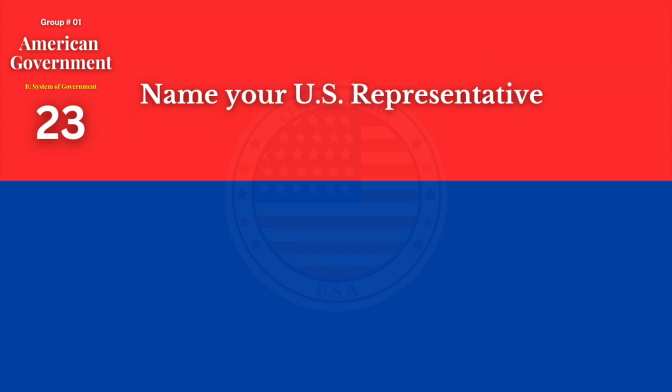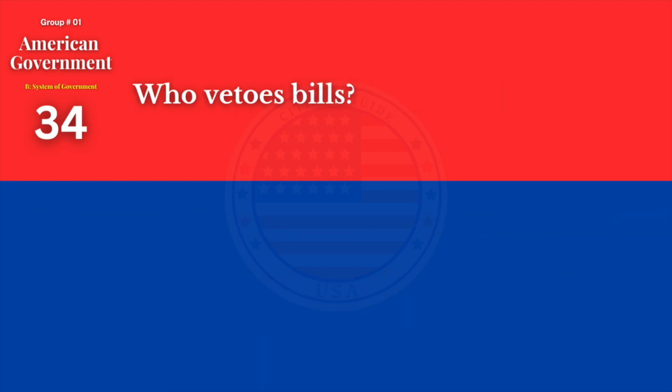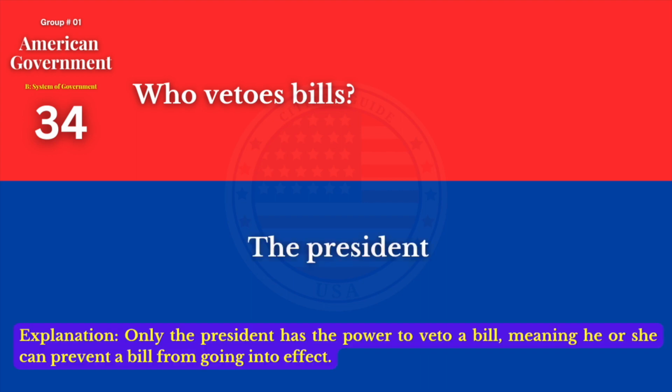Name your U.S. representative. The answer will vary based on where the applicant lives. Note: District of Columbia residents and those living in U.S. territories should answer that D.C., or the territory where they live, has no House representatives. Who vetoes bills? The President.